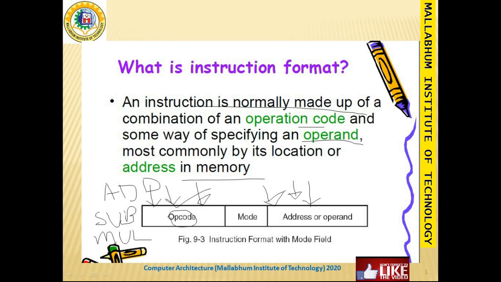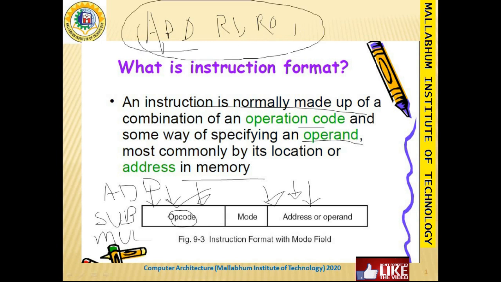For example, suppose this is your instruction: add R1, R0. This add is commonly known as the operational code, and R1 and R0 are the registers or addresses that have to be specified. These two are called the address fields.